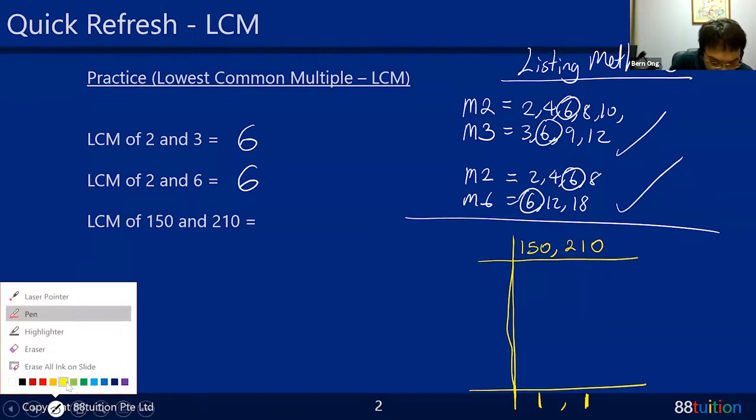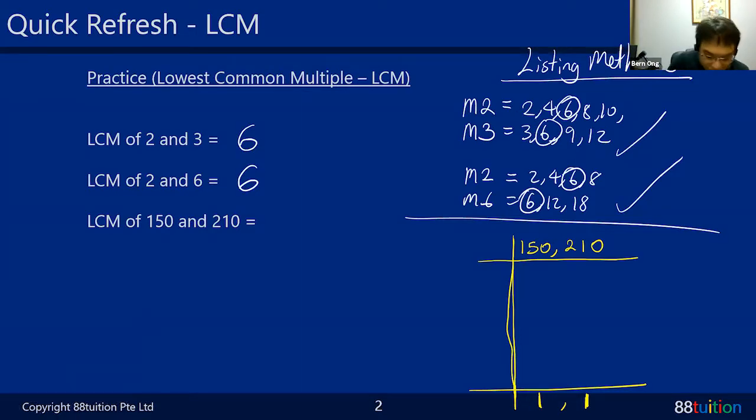Now, I purposely divide by the smallest prime number. Things like 2, 3, 5, 7, 11. All these are prime numbers. What is the meaning of prime numbers?